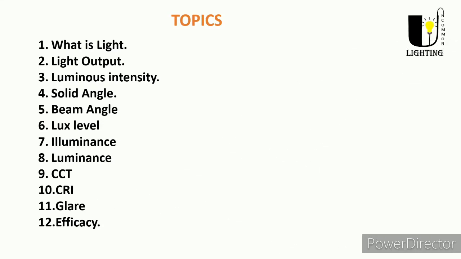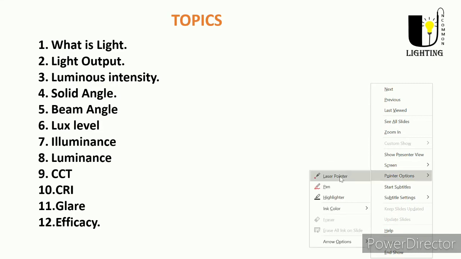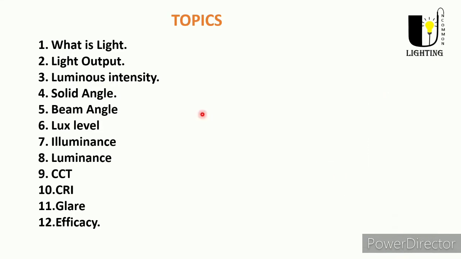what is light output, luminous intensity, solid angle, beam angle, lux level, illuminance, CCT, CRI, glare, efficacy. These are all basic terms which will help you to do lighting designing.